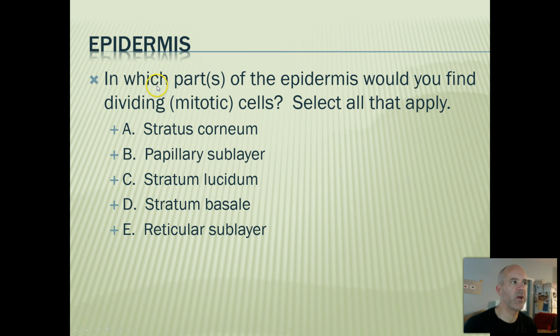All right, question: in which part or parts of the epidermis would you find dividing mitotic cells? Select all that apply. And you've got to read carefully. Stratum corneum, hopefully you're saying no, that's just a bunch of dead cells full of keratin and glycolipids. Papillary sublayer, you may have some dividing cells in there, but that's not part of the epidermis, so we're not going to pick that one.